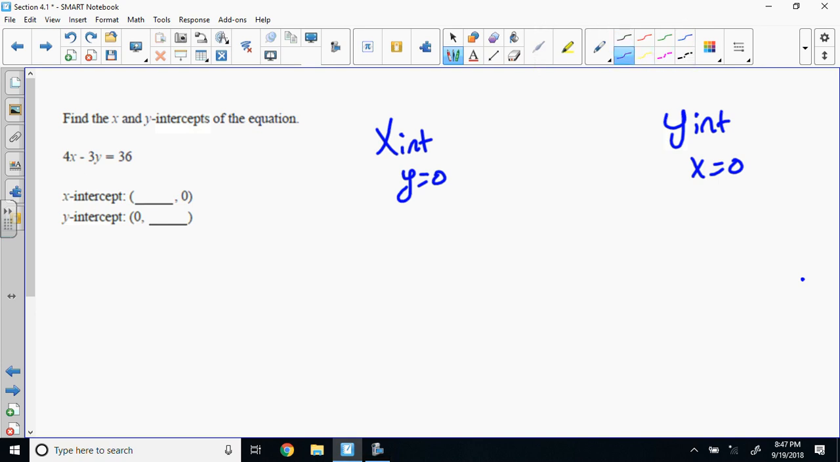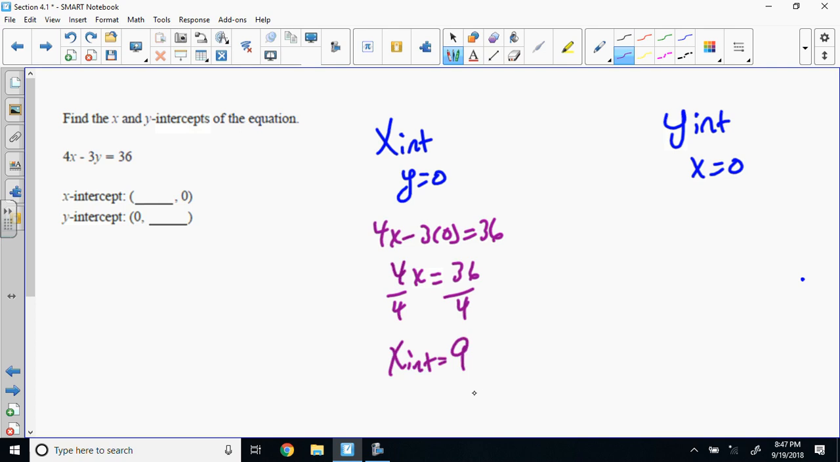If I want the x-intercept, we just said the y was what? That's right. So that leaves me with 4x equals 36, ladies and gentlemen. Divide by 4. X-intercept equals 9. Now, that's not just a value. That is an ordered pair, ladies and gentlemen. It's an intercept. It's a point. It's an ordered pair.